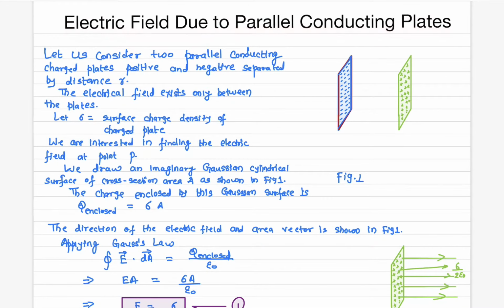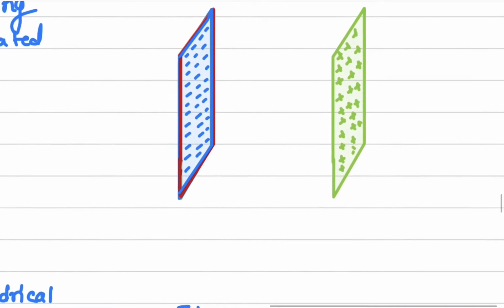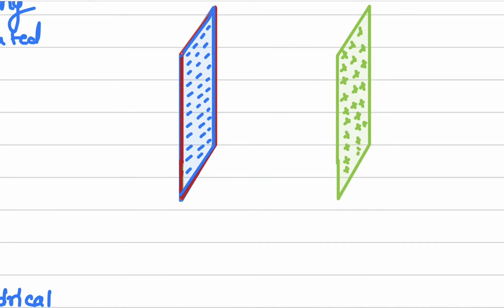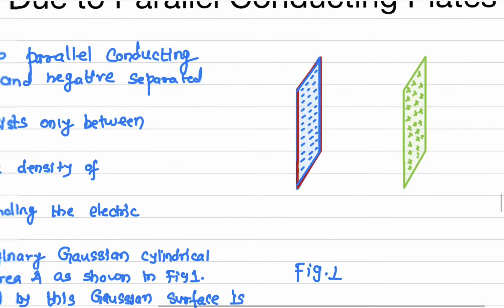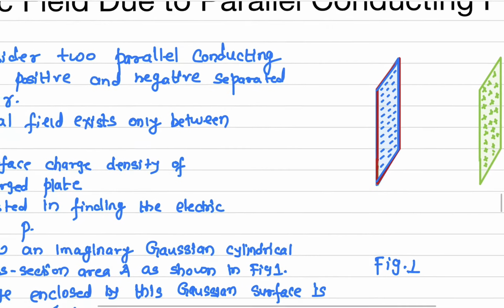In this video, I'll be talking about electric field due to parallel conducting plates. Let us consider we have two infinitely long parallel plates. The one is positively charged and the other is negatively charged. And we are interested in finding out the total electric field outside, between the plates, and again outside the plates.